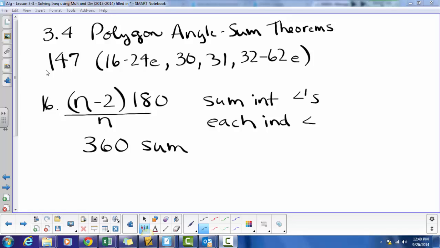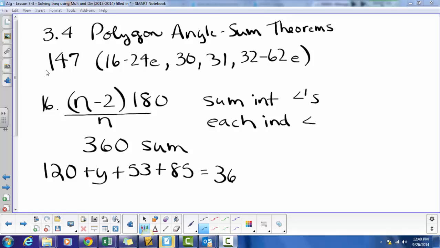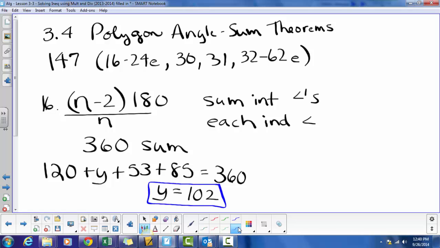And hopefully you already know that the sum of the angles of a quadrilateral is 360. So I'm given the shape with angle measures, and I have to solve for y. So 120 plus y plus 53 plus 85 equals 360. So when I solve, I find out that y equals 102. So number 16, y equals 102.